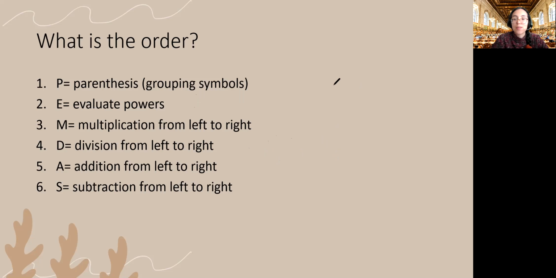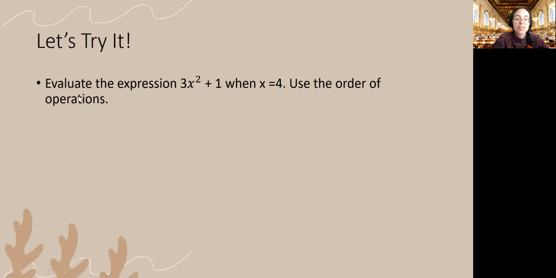So we are going to do some examples. So let's try it. We're going to evaluate the expression 3x squared plus 1 when x is equal to 4, and we are told to use the order of operations. This is what I like to do. I like to write PEMDAS. So I'm going to remember this. Parentheses, exponents, or evaluating powers, multiplication, division, addition, subtraction. Okay, so now we're going to evaluate. We've been evaluating expressions, and what we're going to do is we're going to substitute.